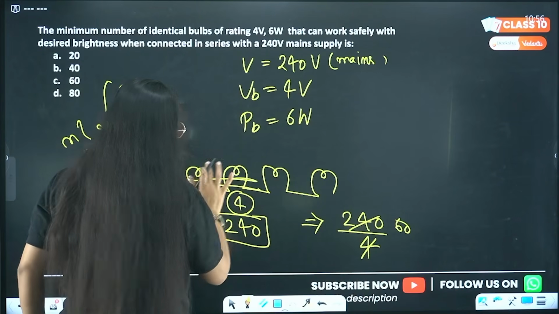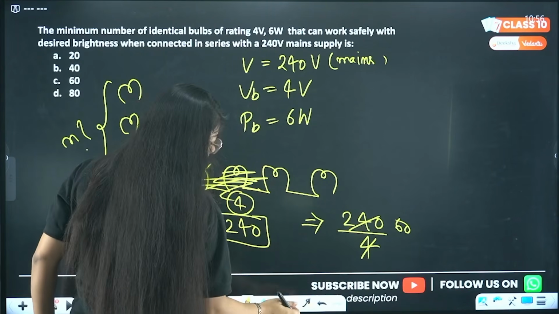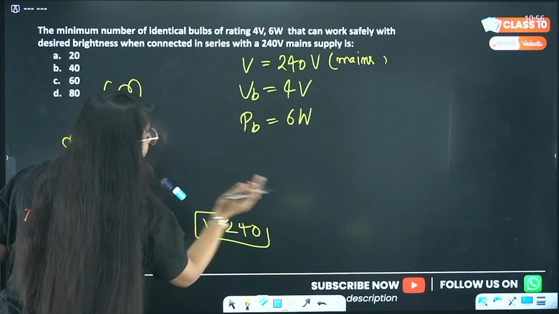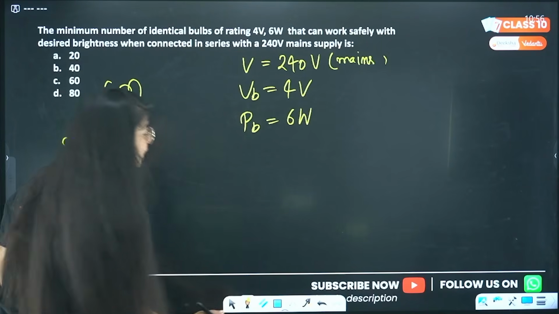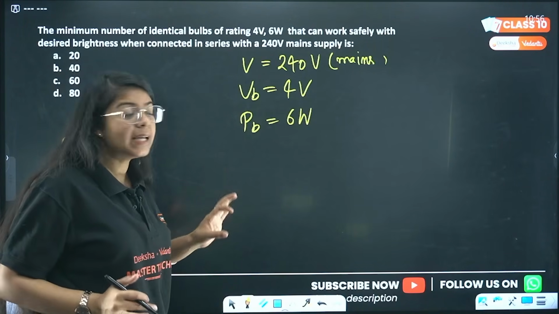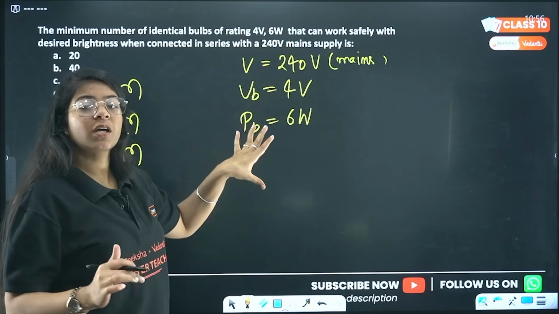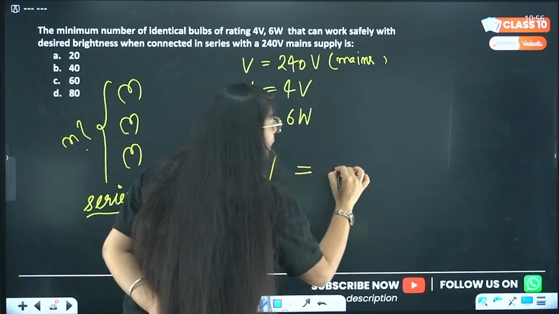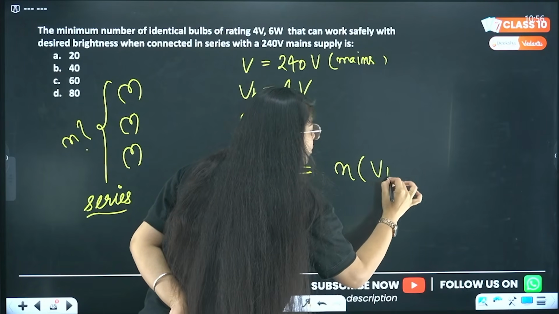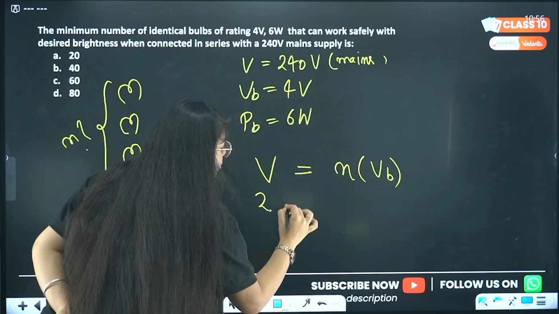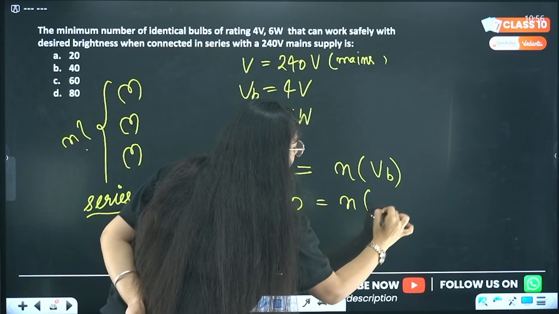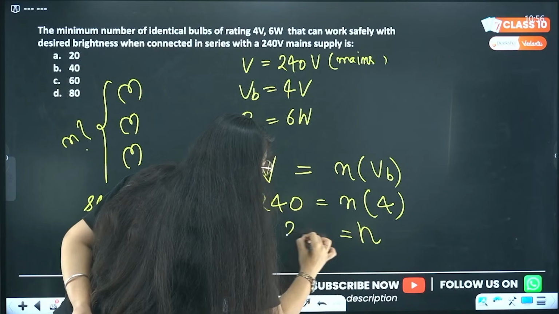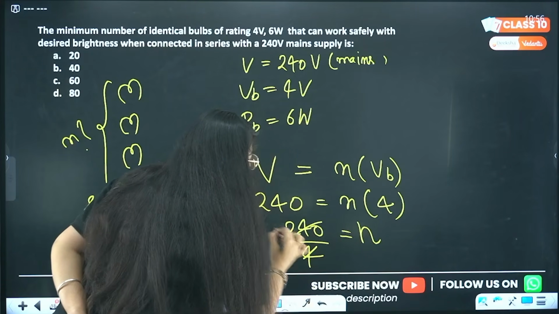But now see what we have to do. Okay, what we have to do now, listen very carefully. This total voltage will be divided among n number of bulbs, right? And for each bulb the voltage is 4 volt. So we'll simply use that the total voltage, 240, will be equal to the number of bulbs times the voltage of each bulb, right? So from here n will be 240 divided by 4 and this will be 60.